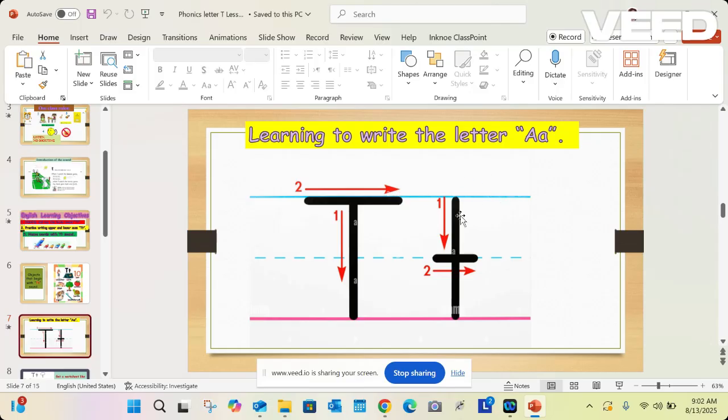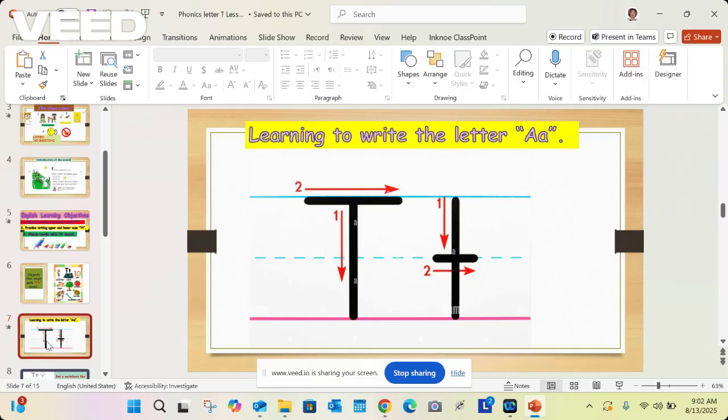Okay, now the lowercase t, we are going to start with one. Can you write your own one? One. Then two. Let's do again one more time. One. And then two. Yes. Well done.